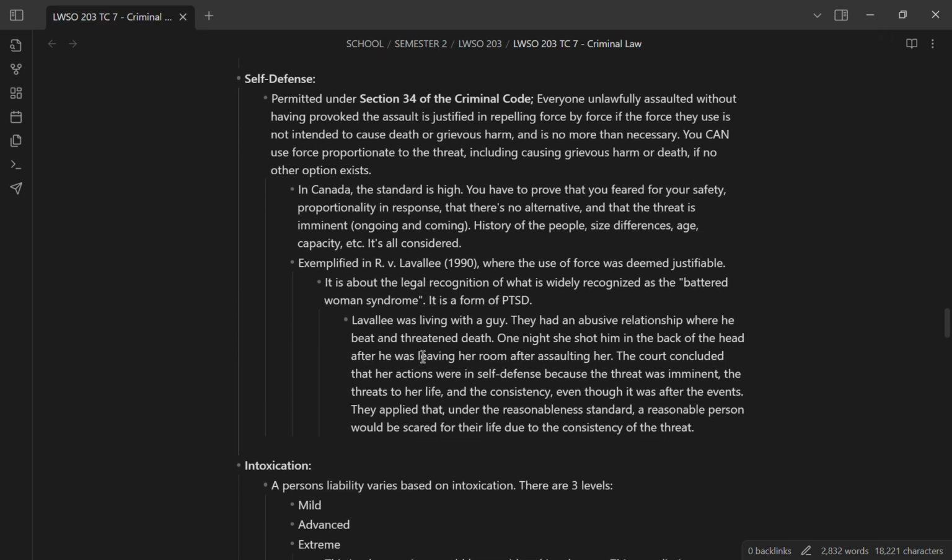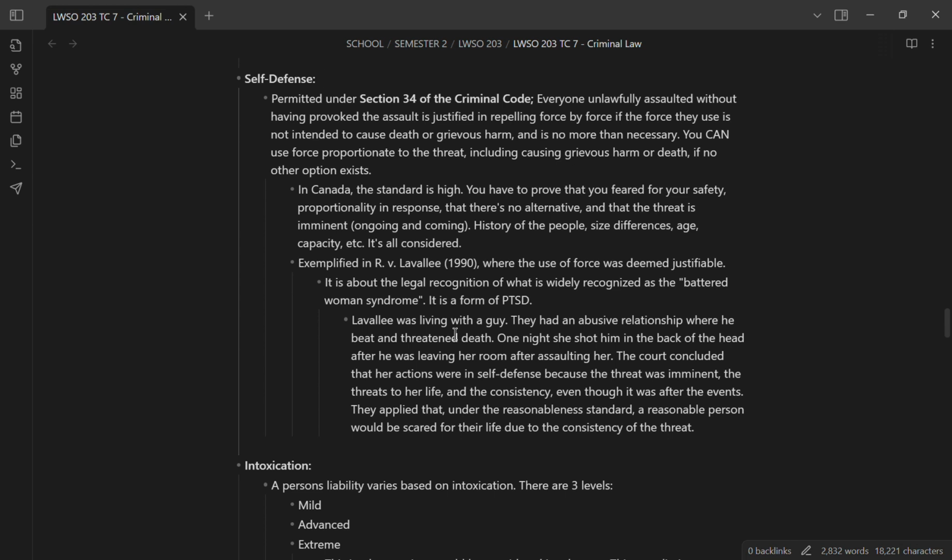What's a case regarding self-defense? R v. Lavallee. In this case, the use of force was deemed justifiable. This case specifically is about the legal recognition of what is widely considered as battered woman syndrome, which is a form of PTSD. So the details of this case: Lavallee was living with a man. They had an abusive relationship. He beat her. He threatened her. He threatened to kill her.